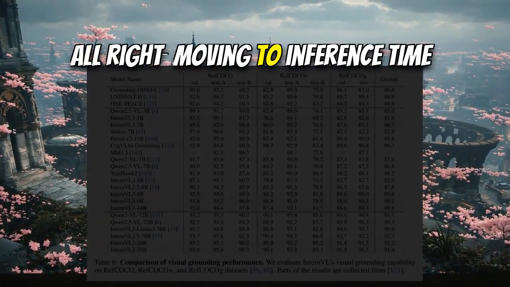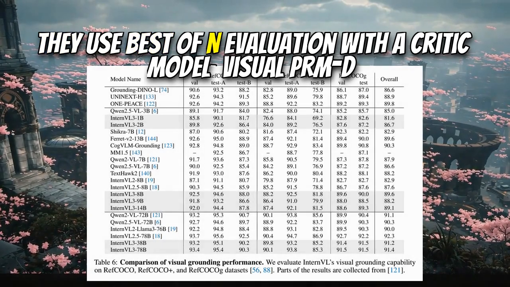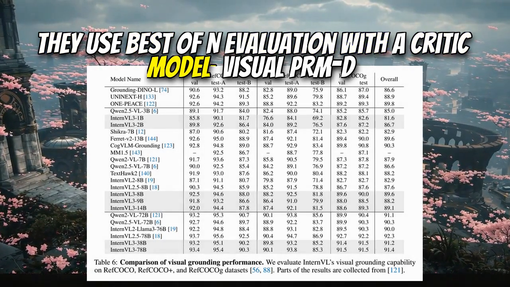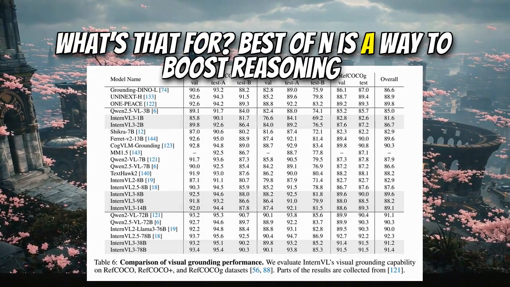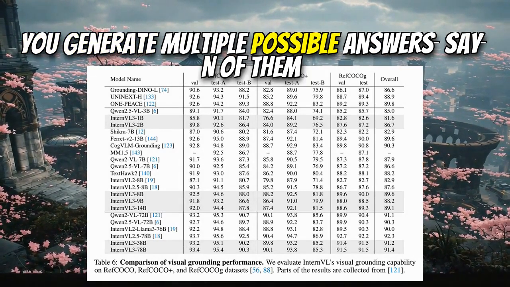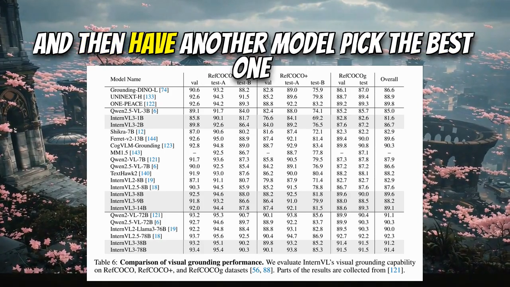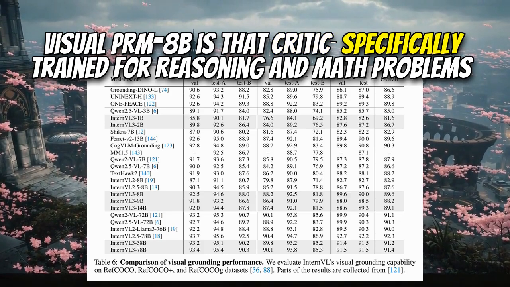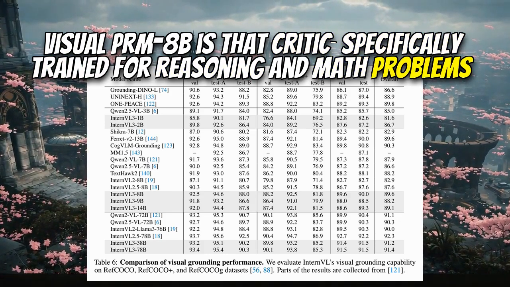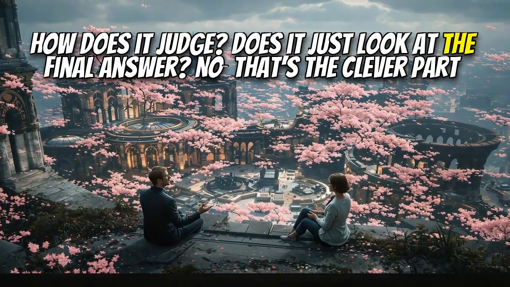Clever. All right, moving to inference time. They use best-of-N evaluation with a Critic model, Visual PRM-8B. What's that for? Best-of-N is a way to boost reasoning. You generate multiple possible answers, say N of them. And then have another model pick the best one. Exactly. Visual PRM-8B is that Critic, specifically trained for reasoning and math problems. How does it judge? Does it just look at the final answer?